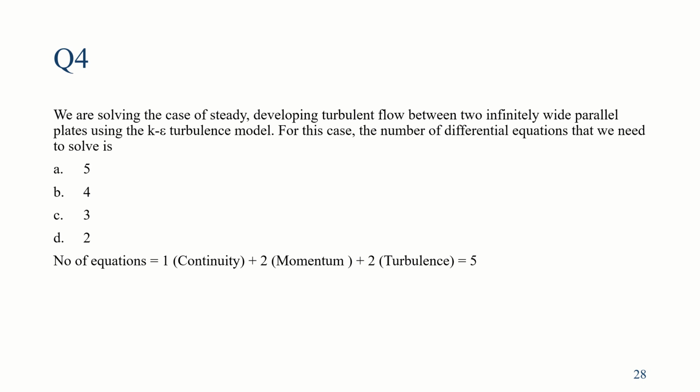So right now we have three equations, and since it is mentioned that we are solving using the k epsilon turbulence model, we need to solve one equation for k and one equation for epsilon. So we are getting two equations. So on the whole, how many equations do we have? We have one continuity equation, two momentum conservation equations, two turbulence equations. So total is 5. Answer is option A.